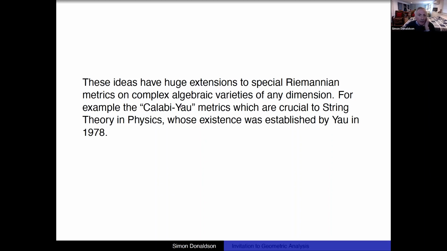And indeed, up to the present day, this is a very active research field about understanding these questions, about the existence of these kinds of metrics and connections with algebraic geometry.